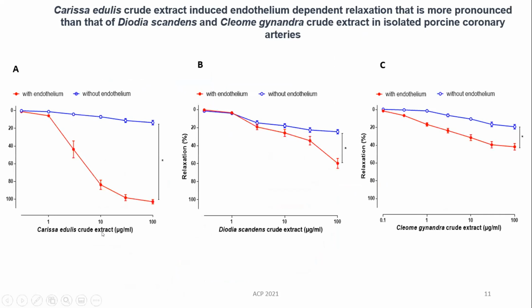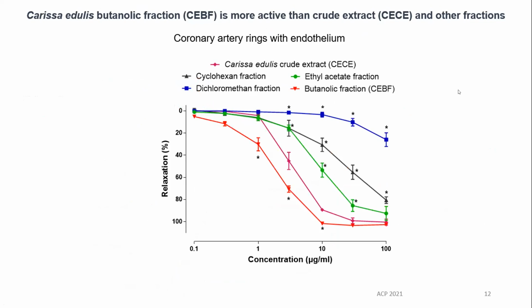So as we can see here, Carissa edulis crude extract induced strong relaxation on rings with endothelium compared to rings without endothelium. And this endothelium-dependent relaxation is more pronounced than that of Diodia scandens and Cleome gynandra. So we continue the work on Carissa edulis extract. And we try to compare the relaxation of crude extract with all other fractions. And as we can see here, the butanolic fraction was more active than all other fractions and also than the crude extract.